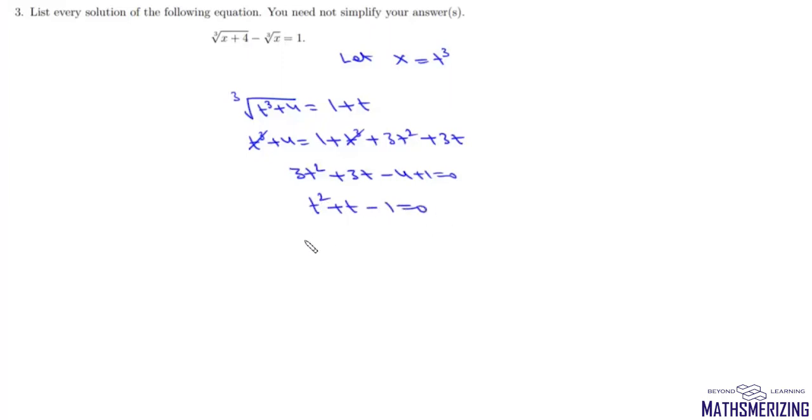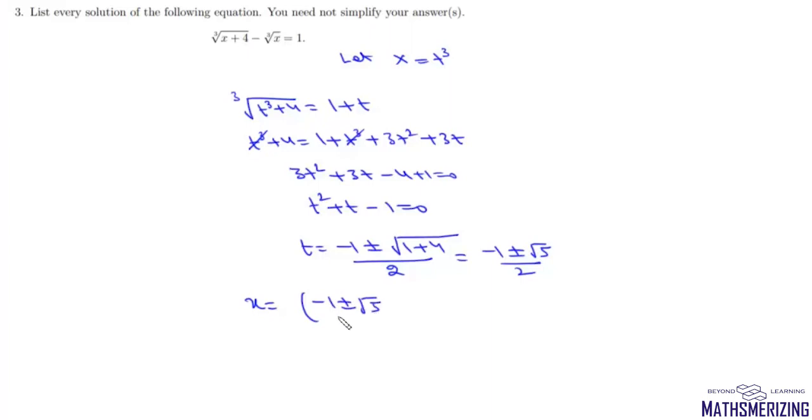Now we'll simplify this. We'll get t as minus 1 plus minus under root of b square minus 4ac upon 2a. So it'll be minus 1 plus minus under root 5 upon 2. Now x is t cube, so we need to find x. So x simply will be t cube, which is minus 1 plus minus under root 5 by 2 whole cube, and we need not simplify this answer.